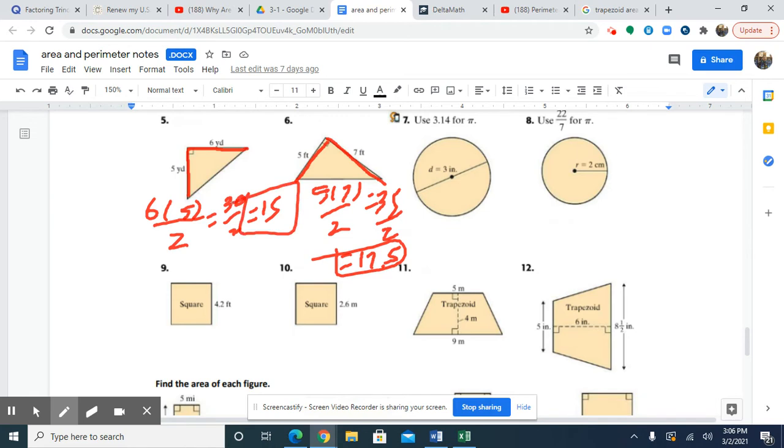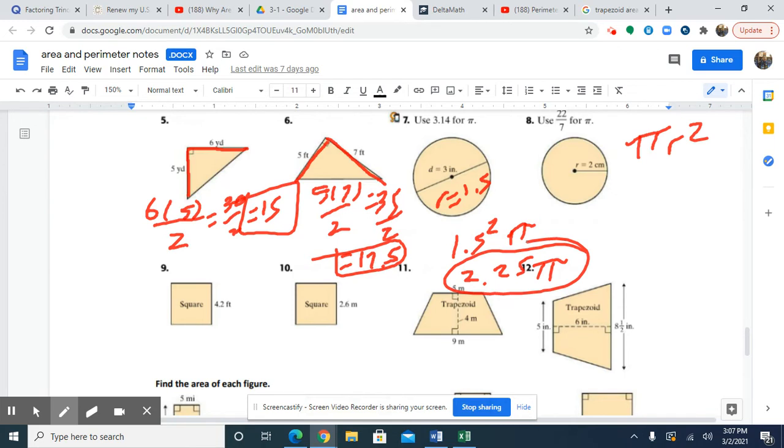Now, when we're looking at the area of a circle, the equation is pi r squared. In this case, we do have to have the radius. So if we have number 7 that gives us a diameter of 3, then the radius is half of that, which is 1.5. So 1.5 squared times pi. So if we do 1.5 times 1.5, that is 2.25. And again, we could just leave it in terms of pi.